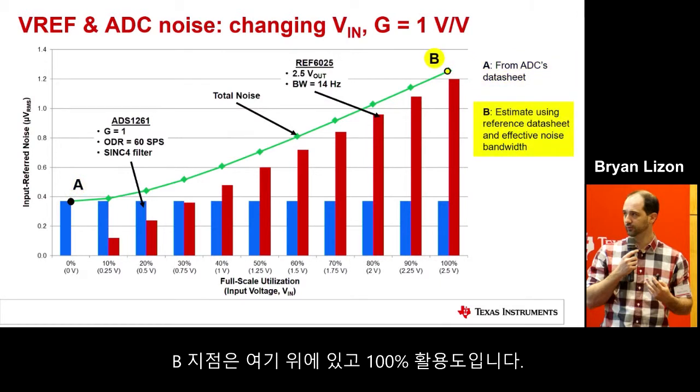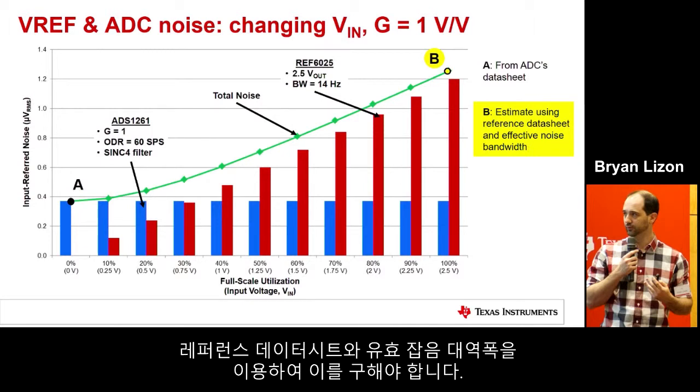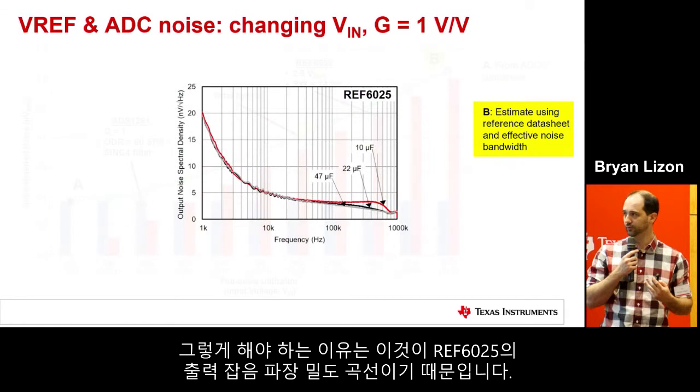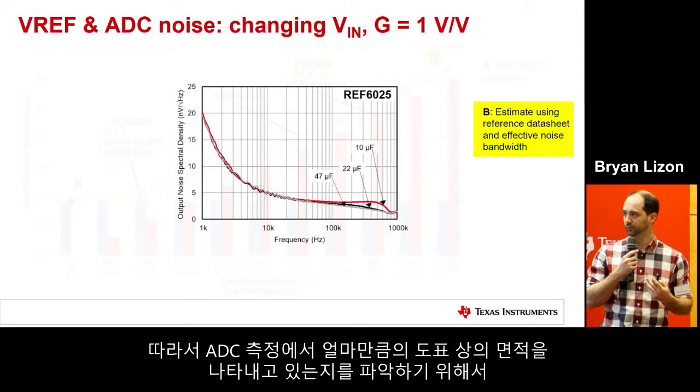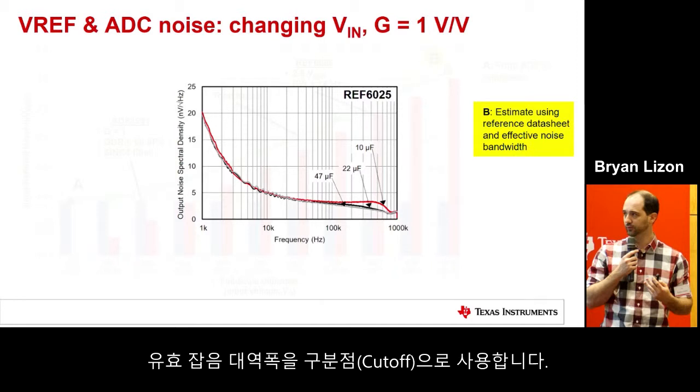Point B is up here, at 100% utilization. And that you need to estimate using your reference's datasheet and the effective noise bandwidth. The reason is that this is the output noise spectral density curve for the REF6025. And as you can see, it's not constant, and there's no easy way to determine how much noise actually enters your system just by looking at this curve. So you use the effective noise bandwidth as a cutoff to determine how much of the area under this plot actually shows up in the ADC measurement.